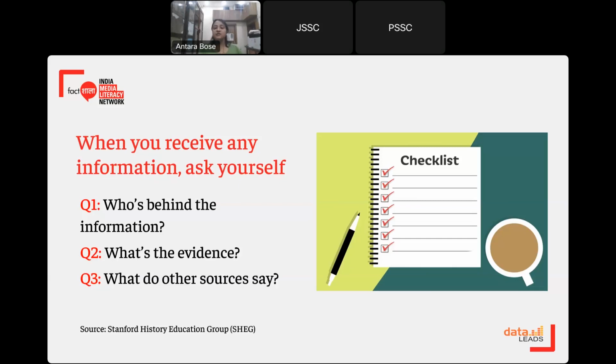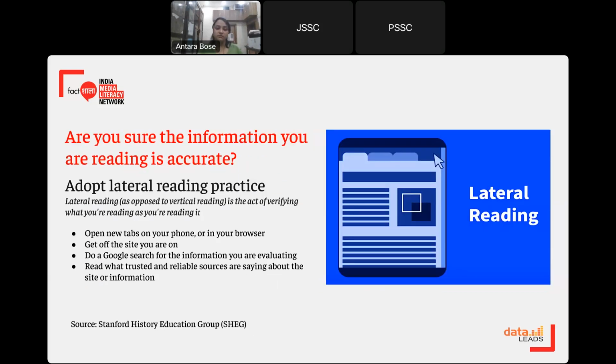What is the evidence that has been provided along with the information? Is there any evidence to support that claim? Or what do other sources say? Is it only the message which is saying this, or are other sources also saying the same thing?